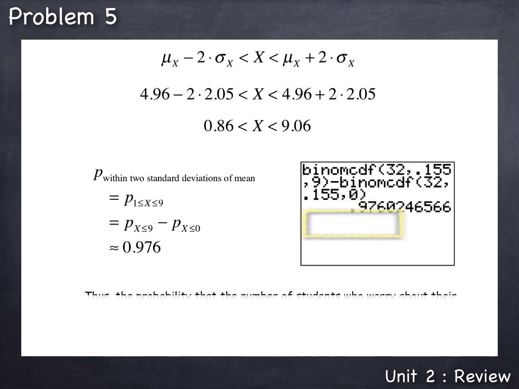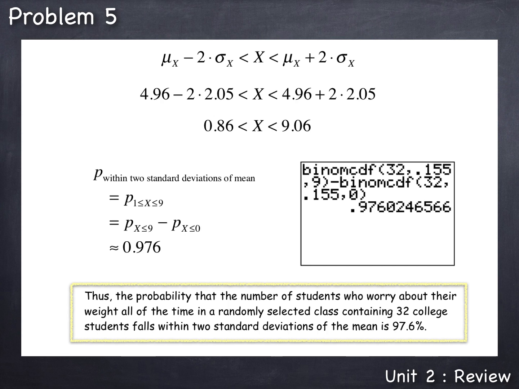So now we can answer this question. Thus, the probability that the number of students who worry about their weight all of the time in a randomly selected class containing 32 college students falls within 2 standard deviations of the mean, is 97.6% of the time.